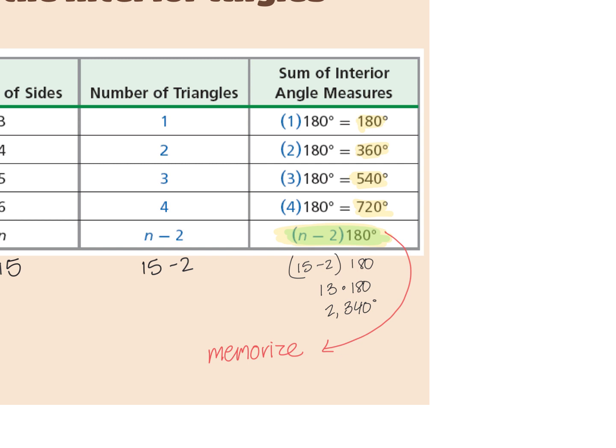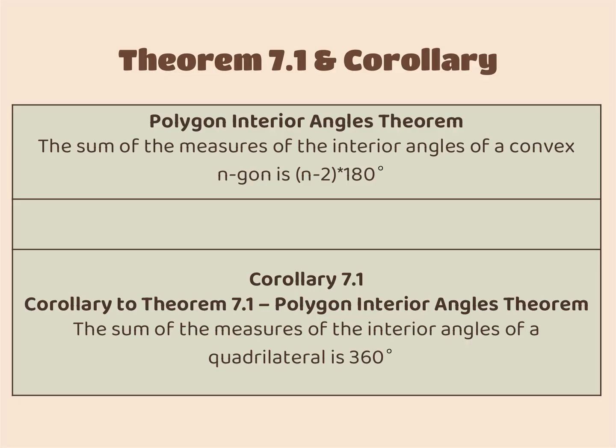Memorize it, write it, please do not forget it. Alright, Theorem 7.1 and Corollary. Polygon interior angles theorem. So we just covered that. That's the formula for my interior angles. Just writing it out: an n-gon is the number of sides minus 2 times 180.